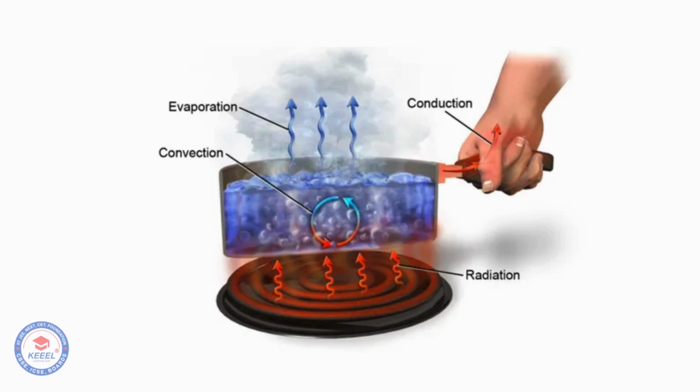In summer, we wear light colored clothes to stay cool. In winter, dark colored clothes help us stay warm. Understanding how heat works helps us use it smartly and safely.